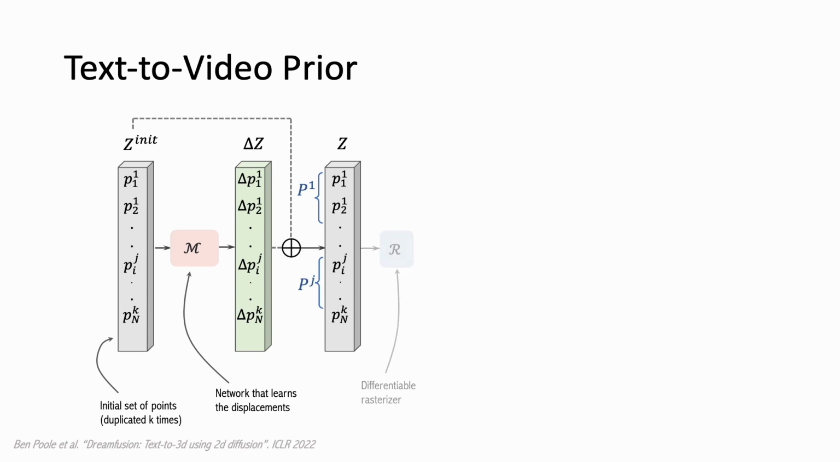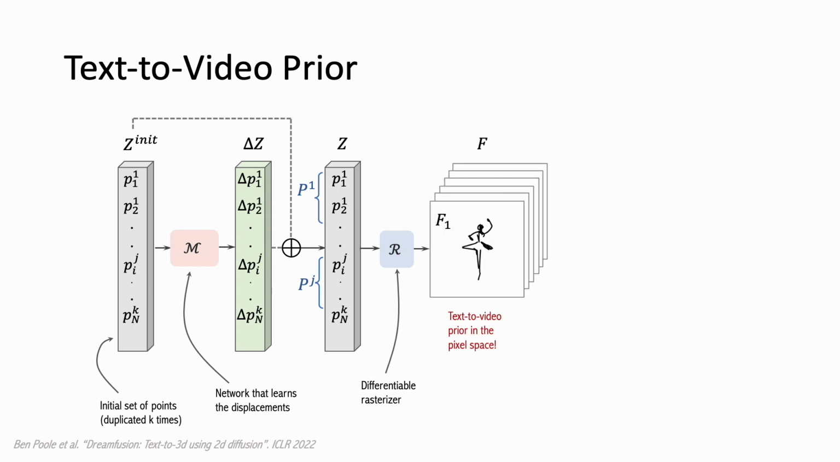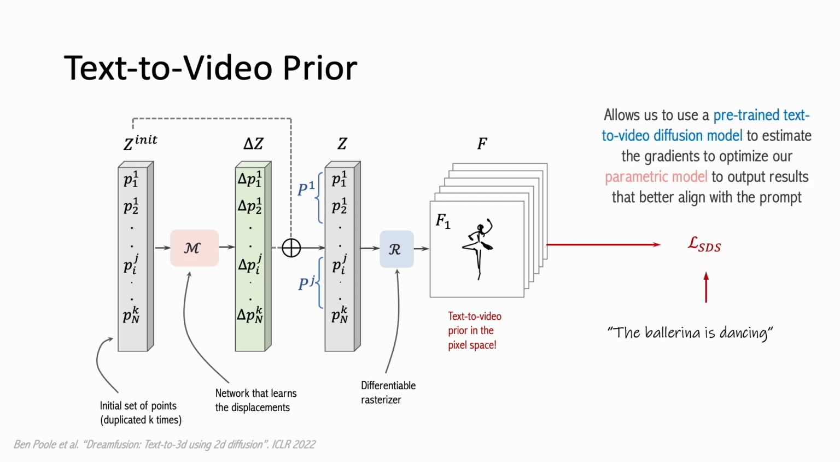The points Z are fed into a differentiable rasterizer, diffvg, that renders each of the frames so that we now have our video F in pixel space. We then incorporate the SDS loss to guide the training of our network. This loss allows us to use a pre-trained text-to-video diffusion model to estimate the gradients that will optimize our parametric model to output results that better align with the text prompt.